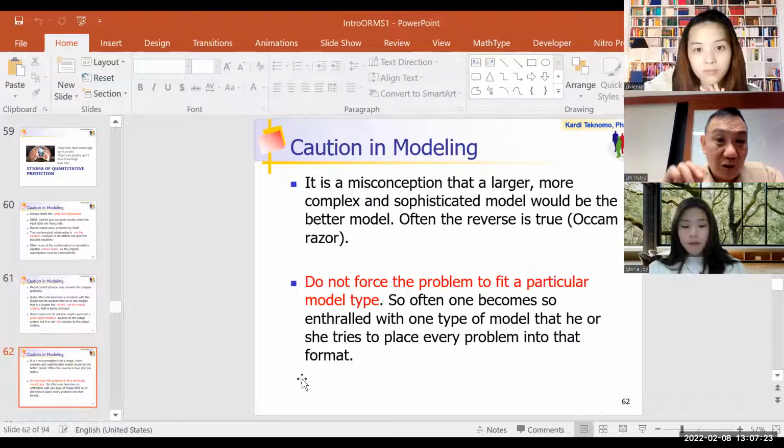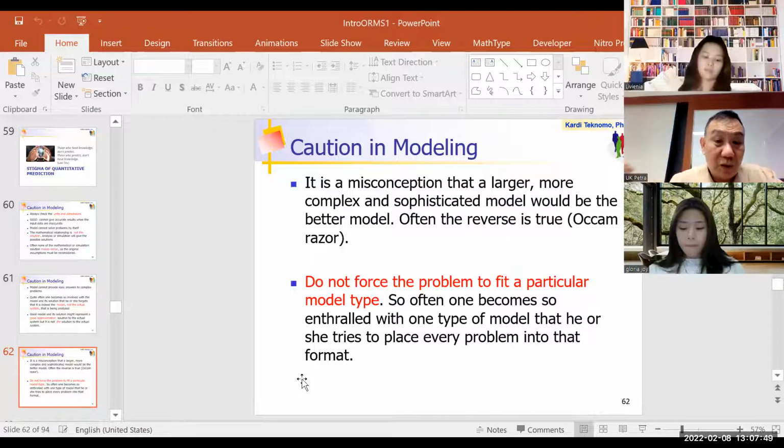So it is a misconception that a larger or more complex or sophisticated model will be a better model. The reality is the other way around. I think Occam's Razor said that if you have equally good hypotheses, you will select the simpler one. Okay?